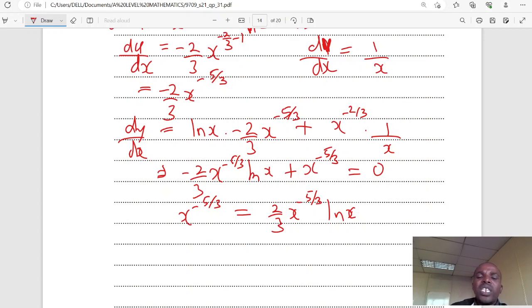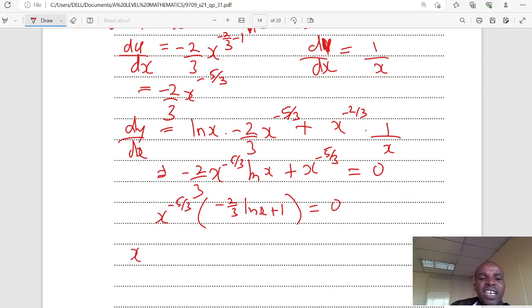Or I was even going to factor out here. Even before, instead of dividing, let me just factor out. Because when it comes to letters, basically, and tricks, you don't divide, you factor out. So let's factor out x to the power minus 5 over 3. Then I'll be left with minus 2 over 3 ln x plus 1, which is equal to 0.